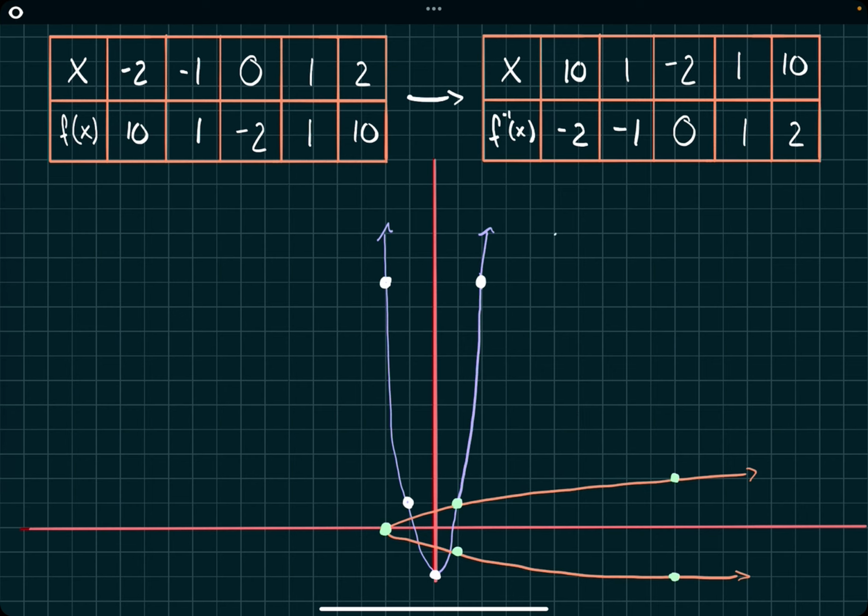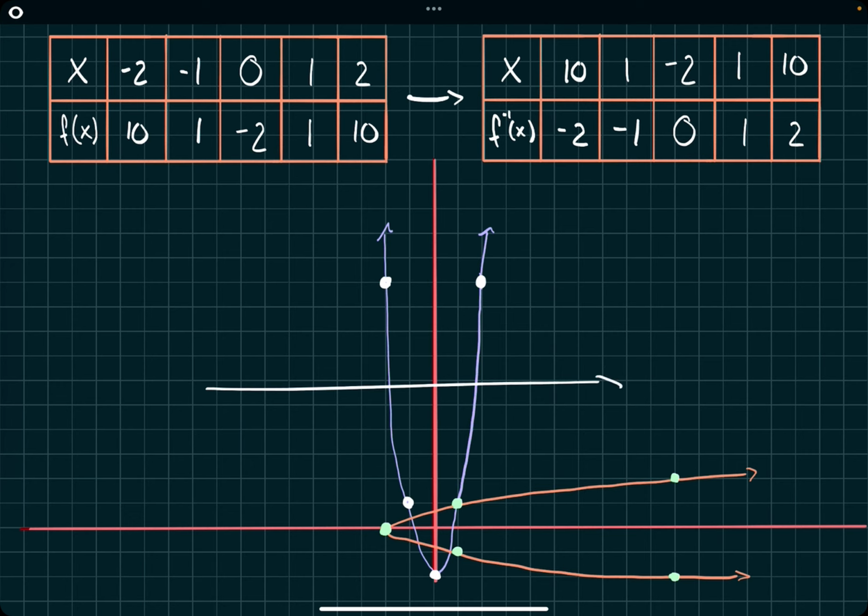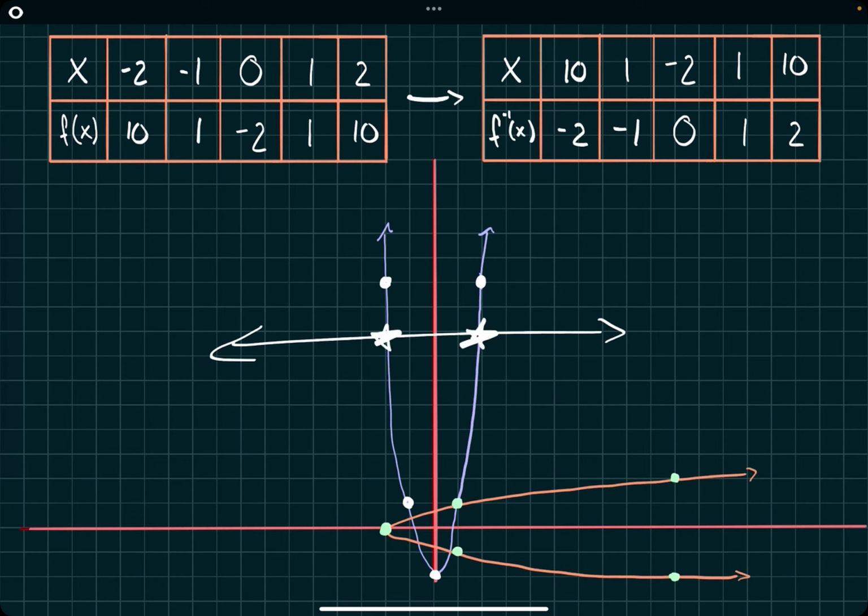And so a quick way to tell if an original function will have an inverse that is also a function is to do what we'll call the horizontal line test to the original function. Keep in mind, the original function is a function because it passes the vertical line test. But what happens when you try the horizontal line test on the original function? A horizontal line will pass through more than one point. So we would say it fails the horizontal line test. And because it fails the horizontal line test, that's why the inverse relationship is not a function.